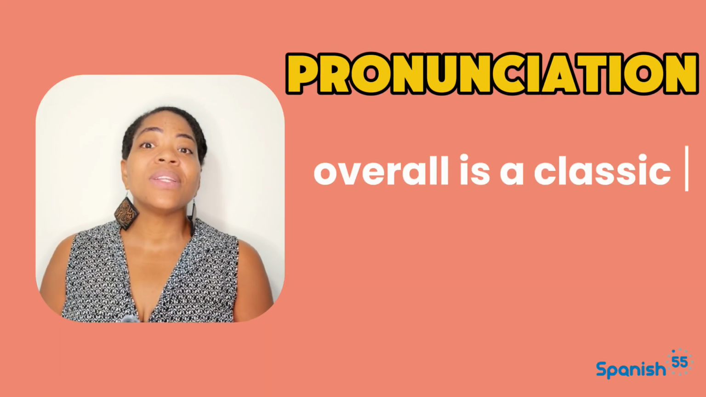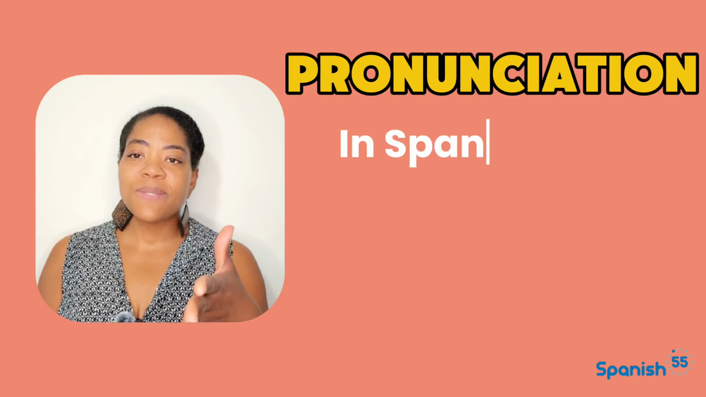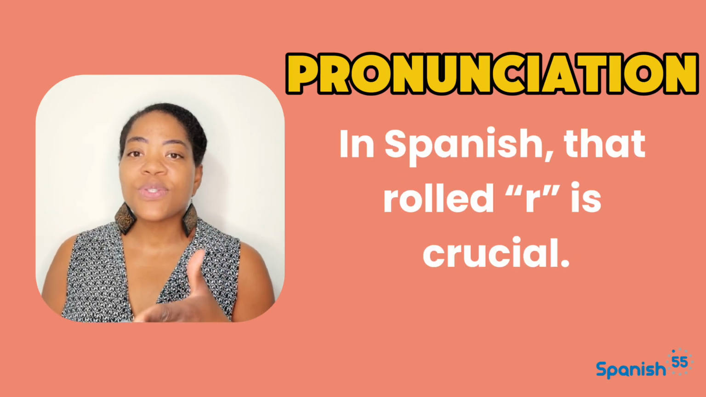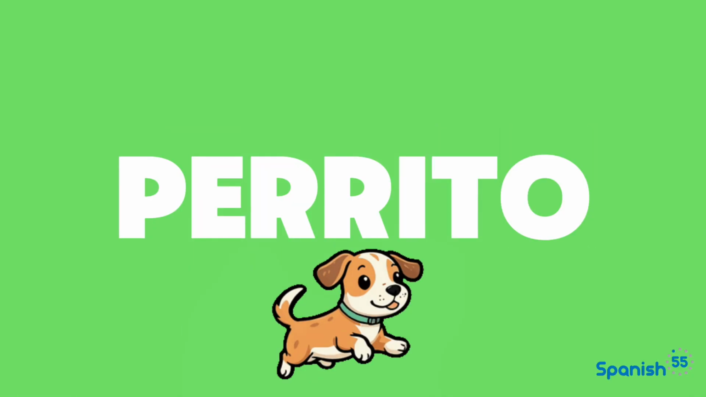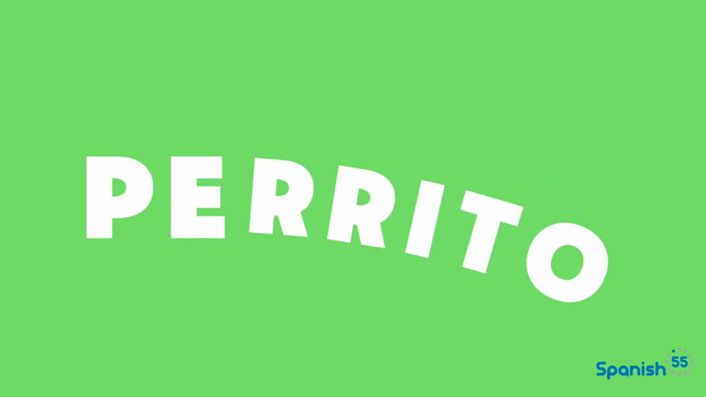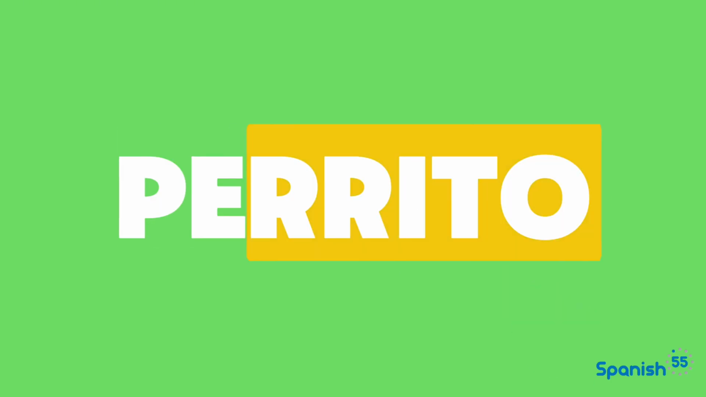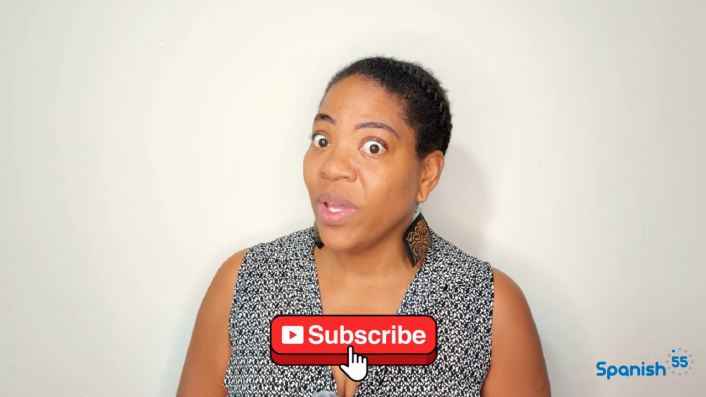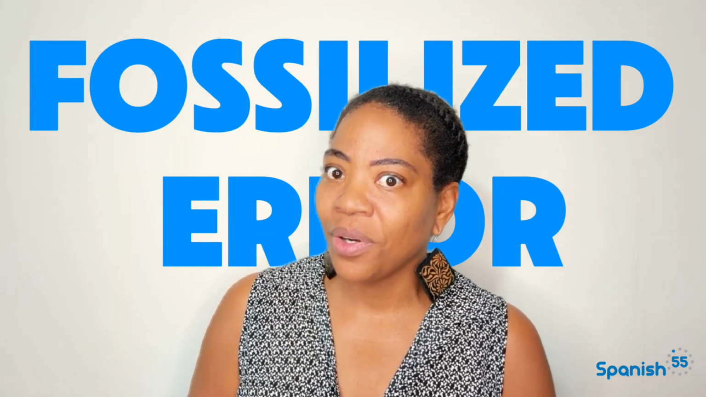Pronunciation overall is a classic example. In Spanish, the rolled R is crucial. If you never quite get it right, you might say the word perrito, but it's going to sound like perito instead of perrito. And that can become a fossilized error. And it can make your speech sound less natural, even if your vocabulary is super amazing.